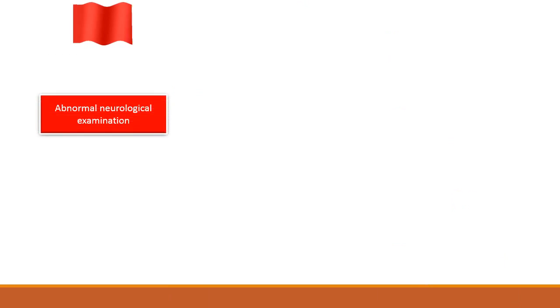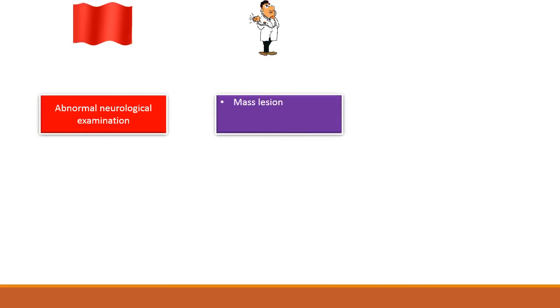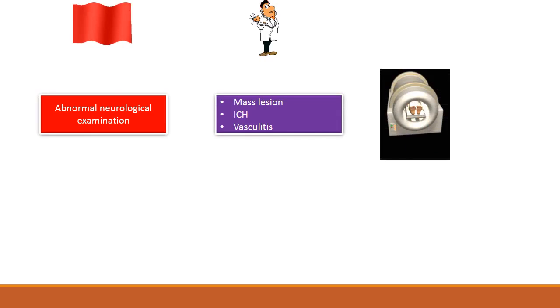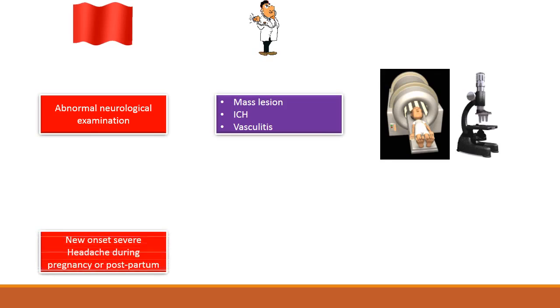If headache occurs with abnormal neurological examination, the differential diagnosis includes mass lesions like infarction, tumors, or intracranial hemorrhages or vasculitis, and the workup should proceed with neuroimaging and blood investigations for the vasculitis.